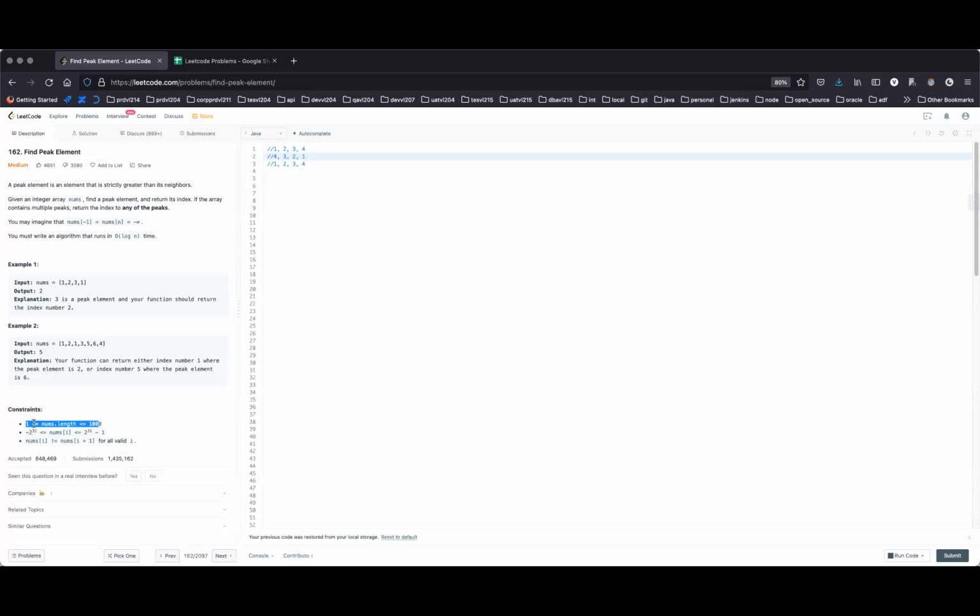And then if we look at other constraints, the maximum nums length, the array length, would be from 1 to 1000, and each nums of i value can be from minus 2 to the power 31 to 2 to the power 31 minus 1. So I think pretty much the integer in an array can go from minus to plus, as they mentioned.